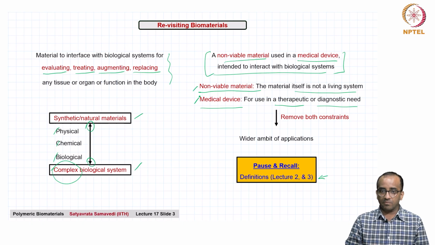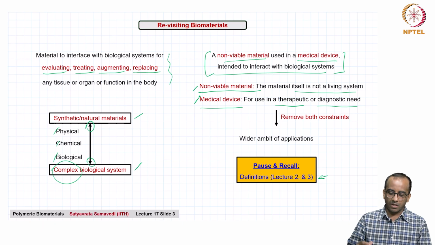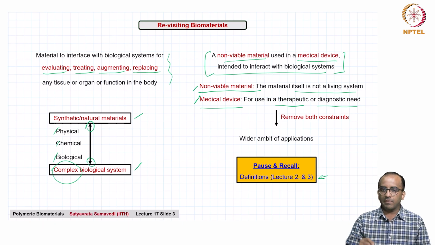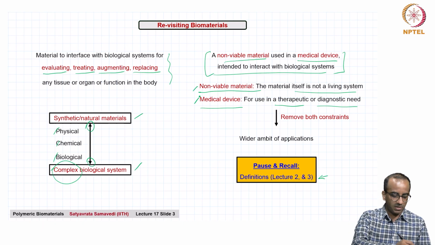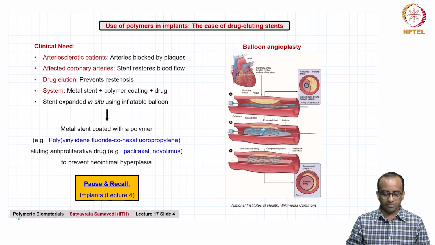You can have high throughput assays, protein purification, cell culture, a wide variety of applications in which biomaterials can be used. Again, these are not new concepts that we are seeing. These are all concepts we have seen in far more detail in earlier lectures. I'm just using this to help set the context for what we will see in subsequent slides. Now, having seen the fact that biomaterials are typically used as part of a device, we will recollect our familiar example that we have seen in an earlier lecture, lecture 4, for stents.